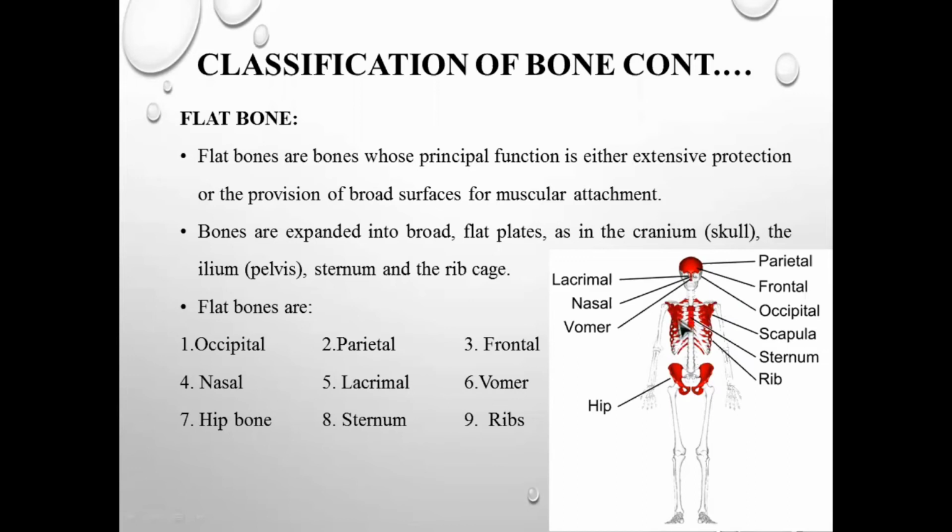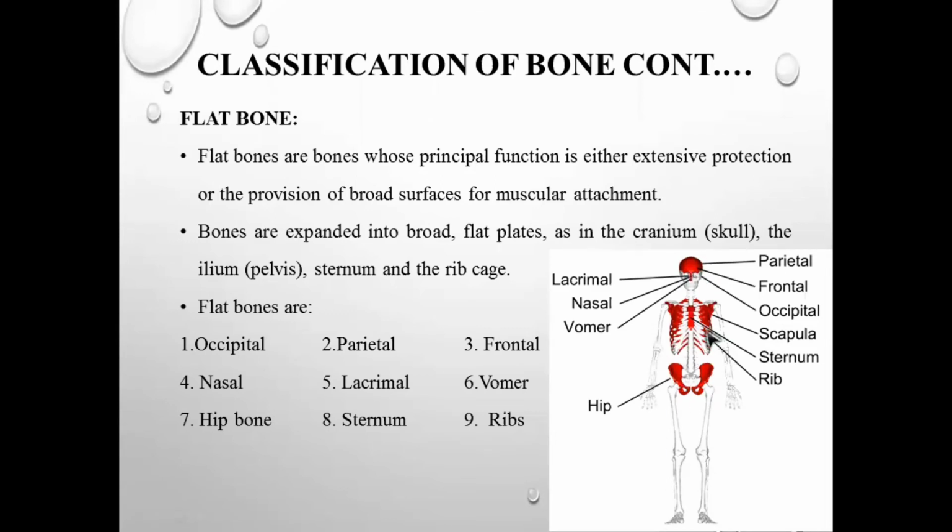So in between the ribs we're going to have intercostal muscle. Then the hip bone: here we're going to have the muscles which are present at the back, a lot of muscles will be present there. So these bones are flat bones, and the skull bone is also formed by flat bone.